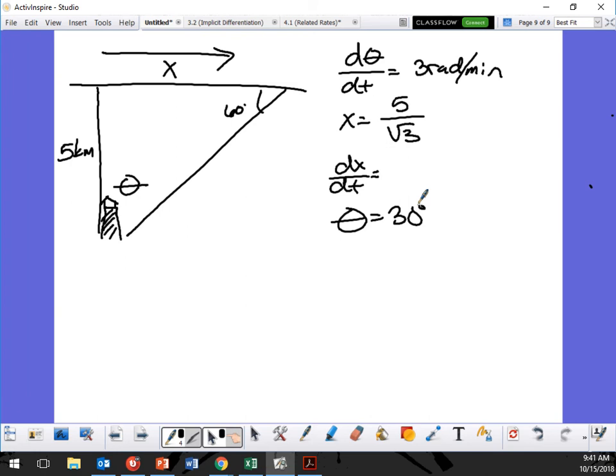Now we're working from my lighthouse over here, so opposite and adjacent is what I'm working with. That's going to be tangent. So I'm going to have tangent of theta is equal to x over 5. Multiply both sides by 5. I get 5 tangent theta is equal to x.